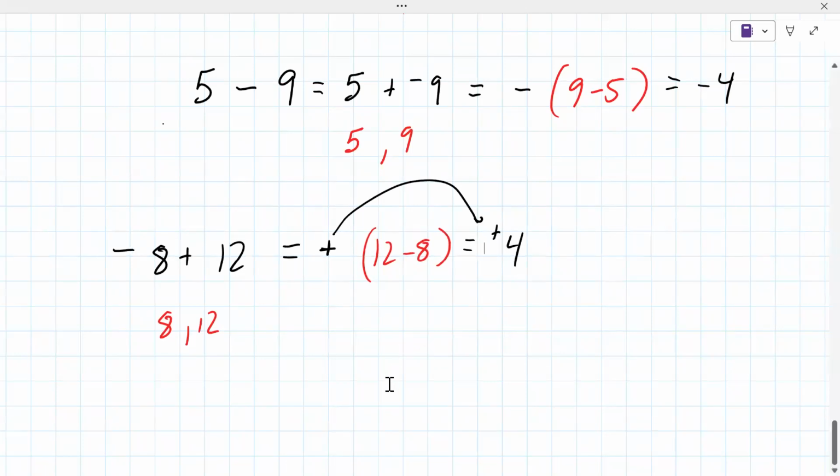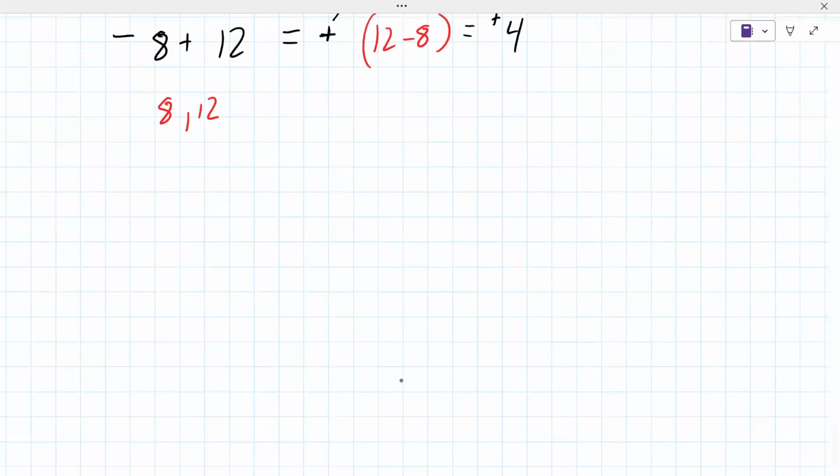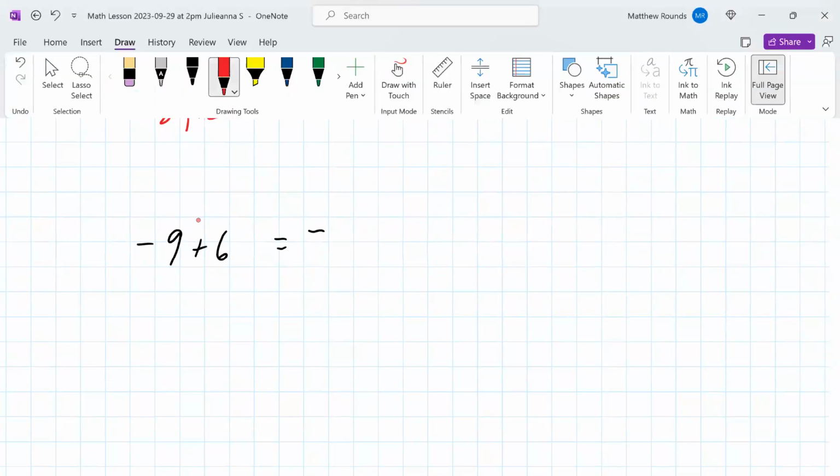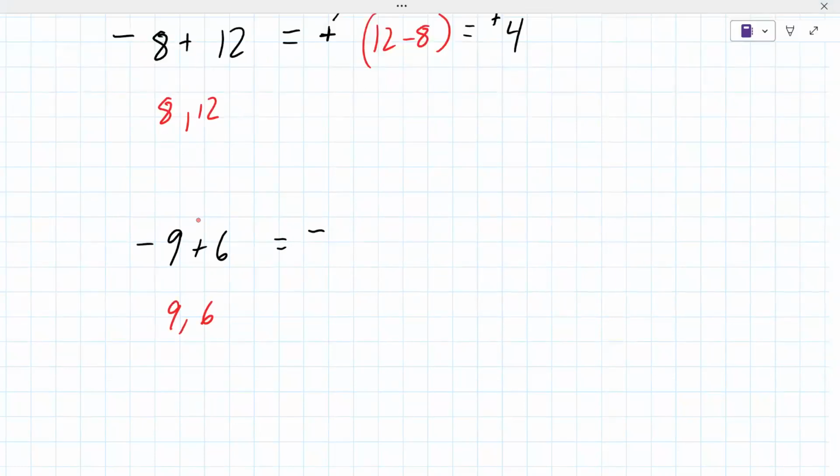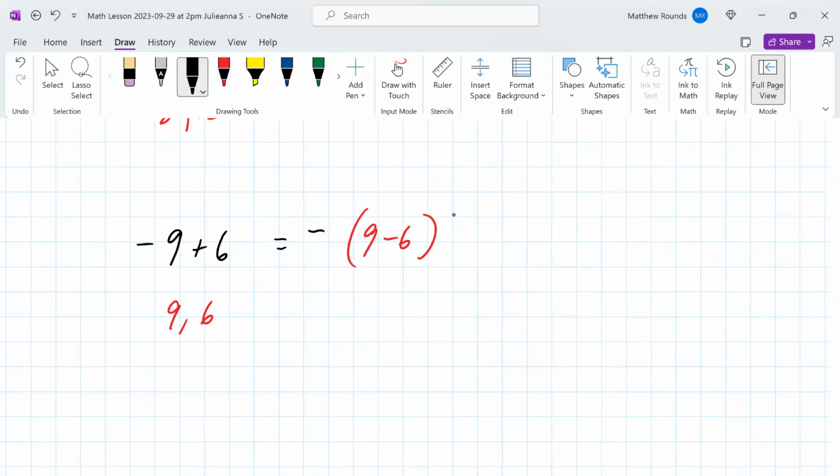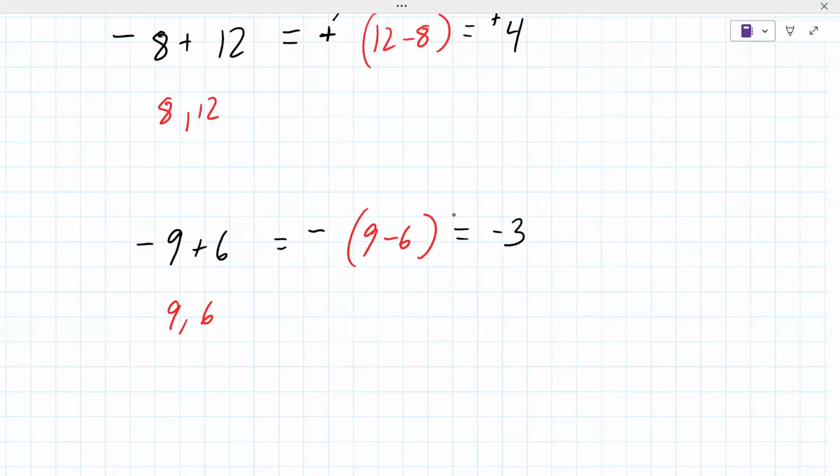Okay, let's try a couple more here. -9 plus 6. Which is further from 0, the -9 or 6? -9. So the answer is negative. Then you take the numbers without the sign, and you take the larger and subtract the smaller. 9 take away 6 is 3. And so the answer is -3. All right, let me have you try some problems here.